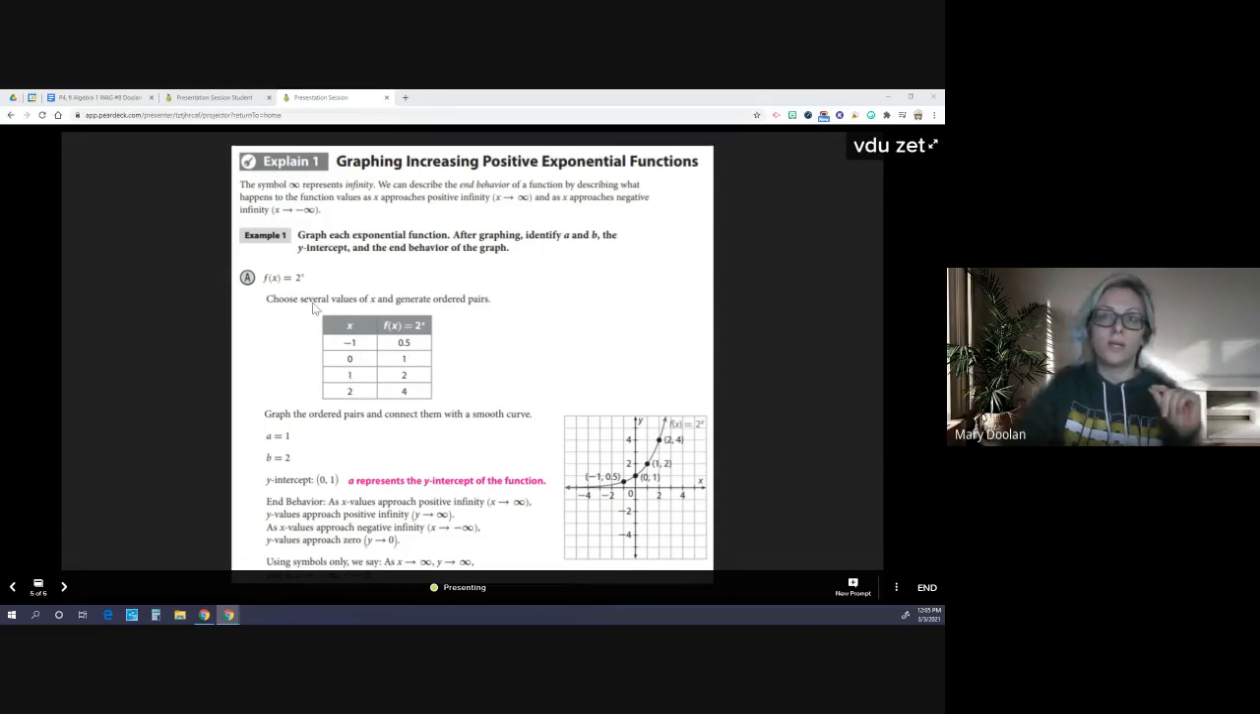If I put a 1 in, 2 to the first power. Anything to the first power is always itself. That's why we get 2. If I put a 2 in, 2 to the second power. 2 times 2, 2 copies of 2 is 4. All right, so we have these ordered pairs.